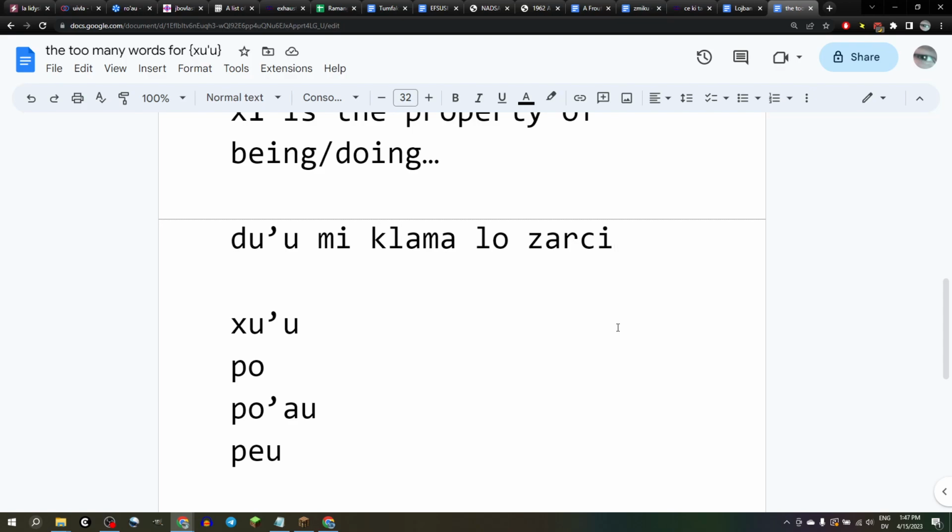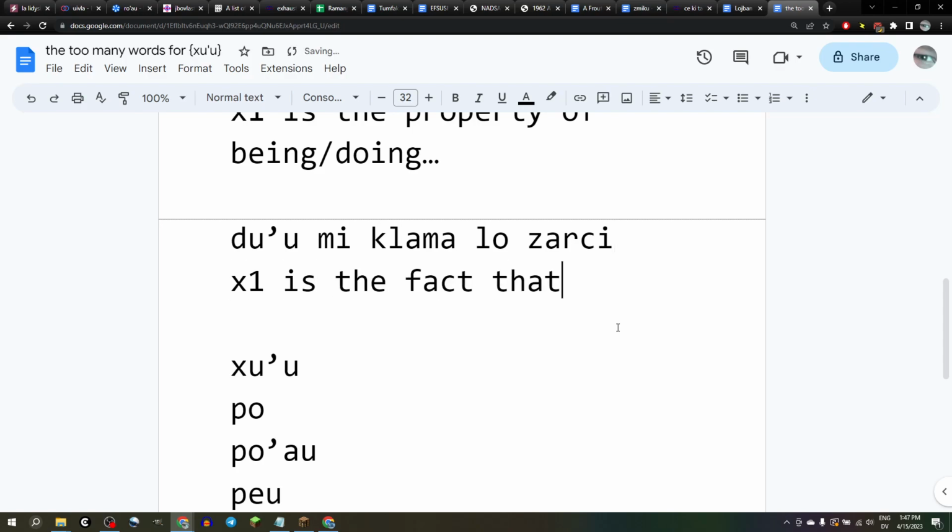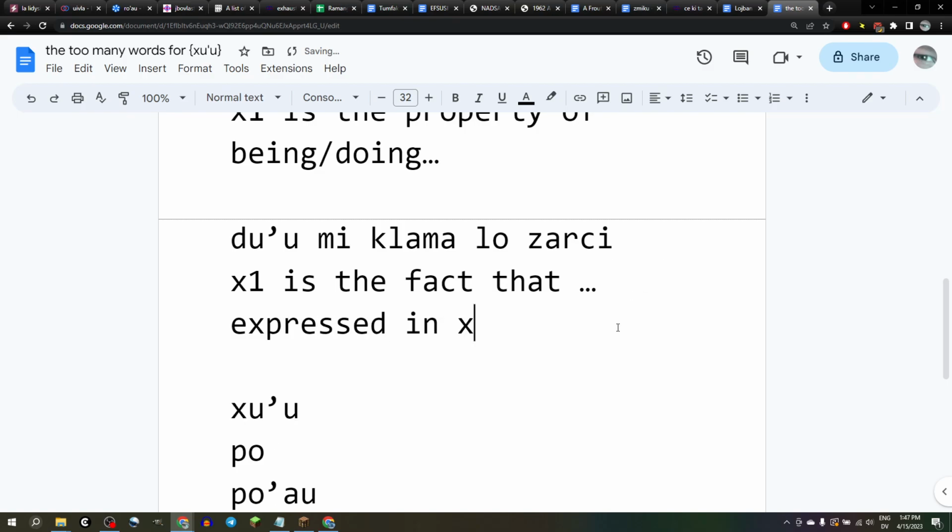But anyway, duhu miklamalo zarshi is the proposition. The fact that I go to the market is the x1, and it makes x1 a fact, the fact expressed in the expression. This explains what kind of thing a duhu produces. It produces this sort of thing that you can express in various expressions. There's various textual expressions you could make that would be expressions of exactly the same thing produced by the duhu.